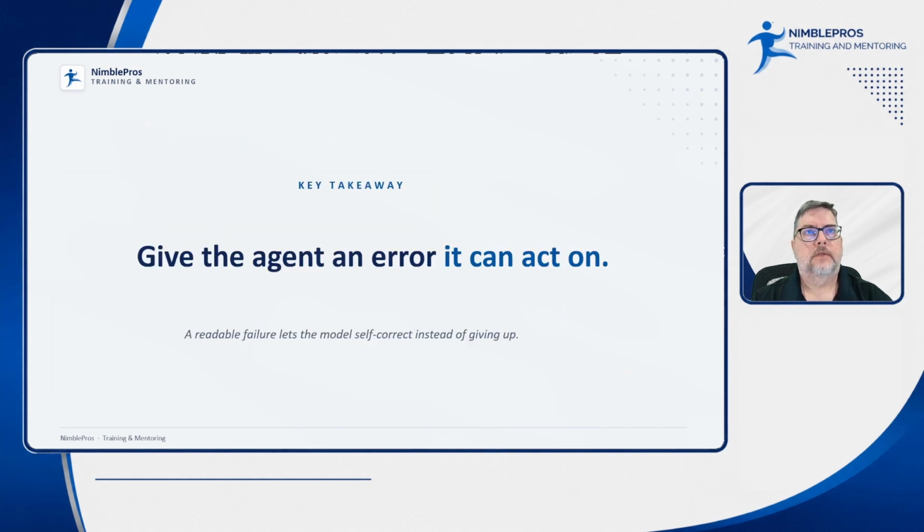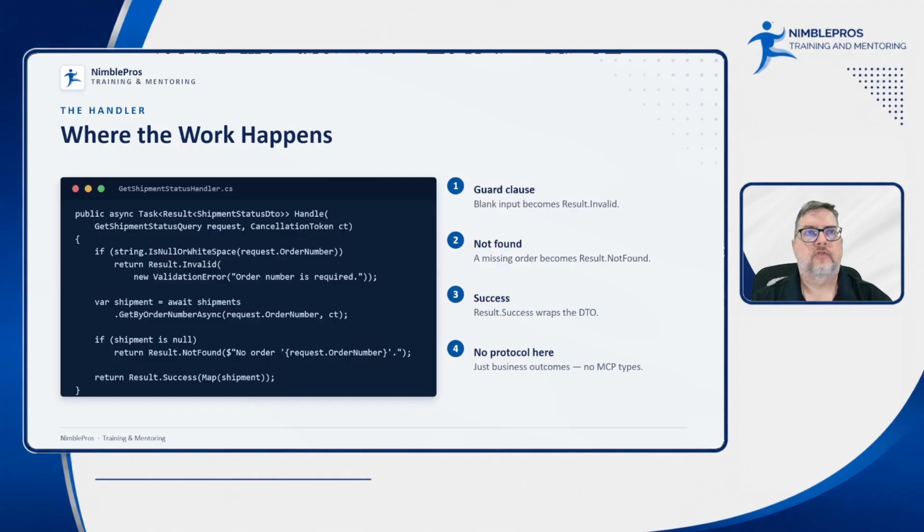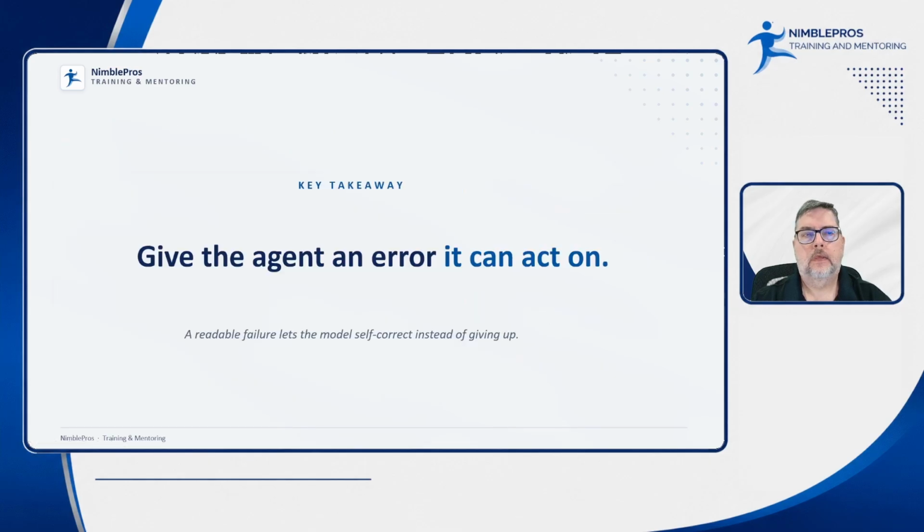So as I mentioned, make sure you give the agent an error it can act on. Be descriptive in those responses. Again, here, if the result is invalid, saying because it didn't include the required parameter, saying order number is required. If it can't find a result, saying okay, that order wasn't found. Make sure that the responses are useful and descriptive.